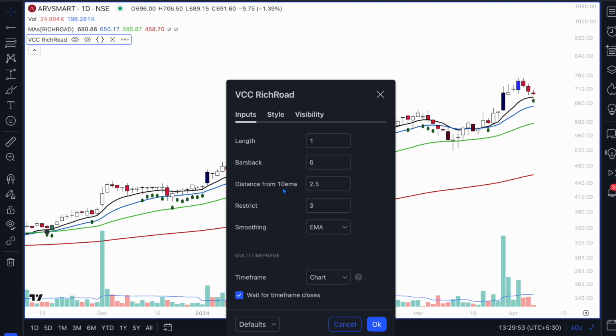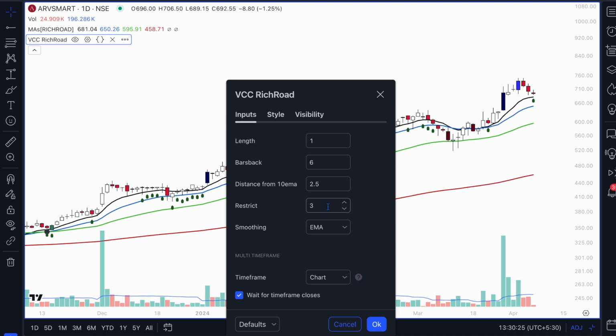Distance from 10 EMA, that is, if the price is more than 2.5% away from the 10 moving average, it will not give a buy signal. You can make it even less, you can make it even 1, and it will show you that. It will do the changes again. You can see there is no buy signal here, a lot of buy signals are absent. You can make it 1.5 if you want. I will say 2.5 is a good number to stick with. You can make it 2 or you can make it 2.5. I'll keep it at 2.5.